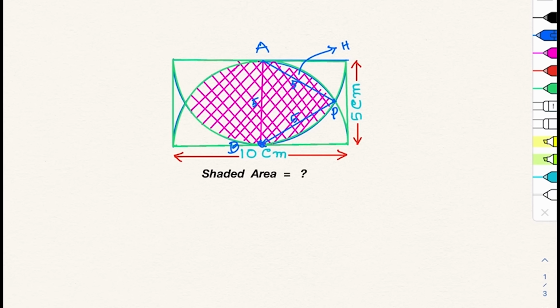So it is an equilateral triangle, and from the equilateral triangle having side 5 centimeter each, we can easily find the area of ABP equal to root 3 by 4 into side square, equal to root 3 by 4 into 25.